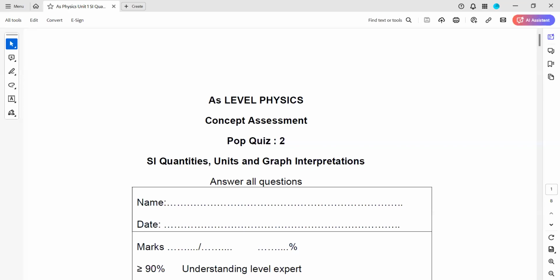This one is the SI quantity and the graph interpretation POPCO is 2.